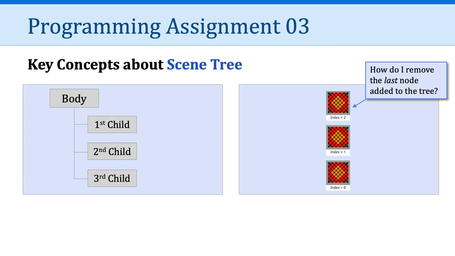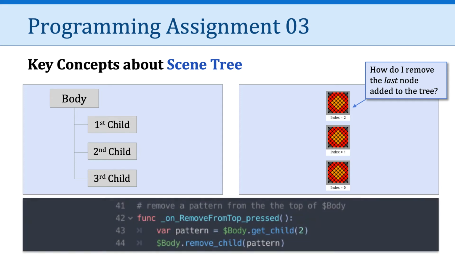Now, I could write the following code. I could say variable named pattern, and I want that to be equal to body get child of index 2. And then I could remove that child stored in the variable pattern. Now, this would actually work, and this is an example of hard coding index 2 into my program.